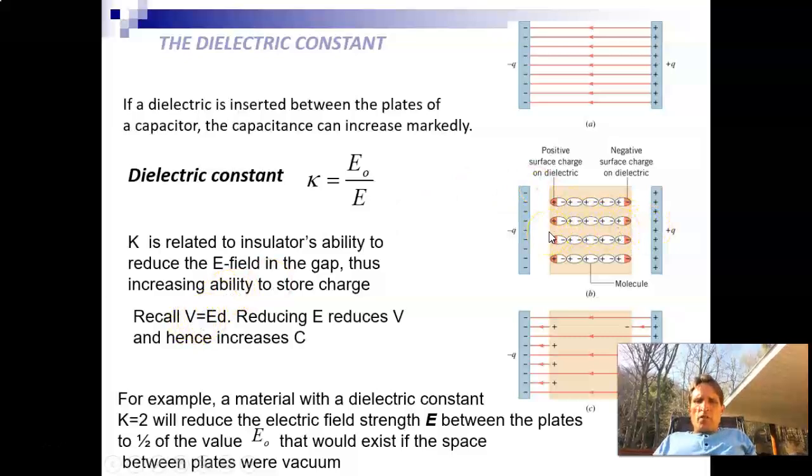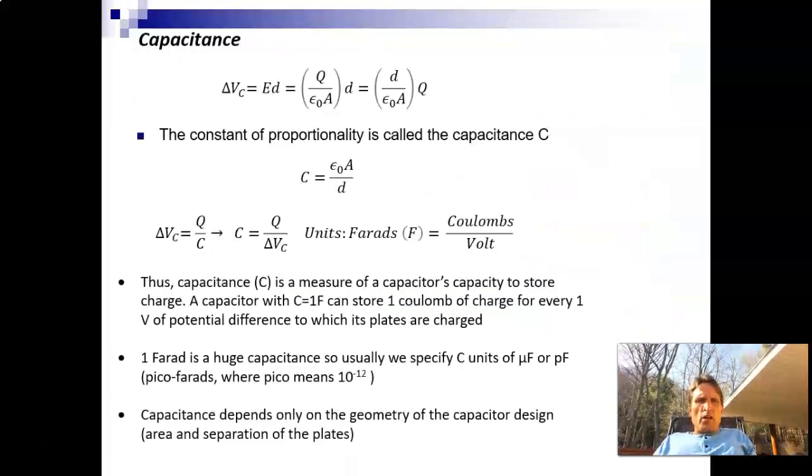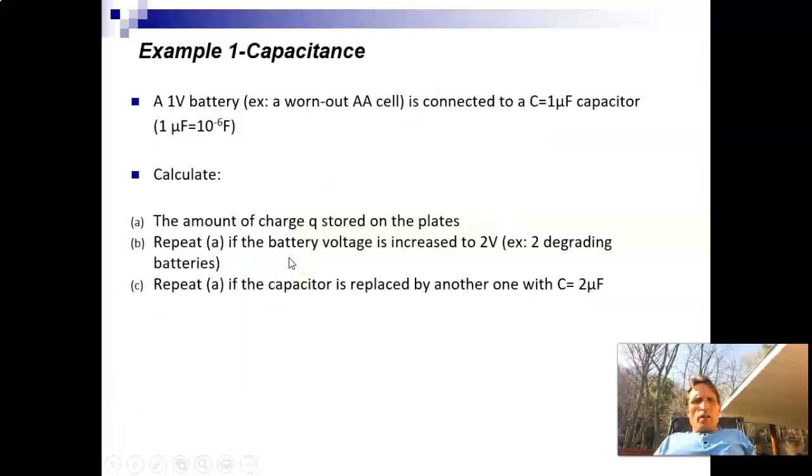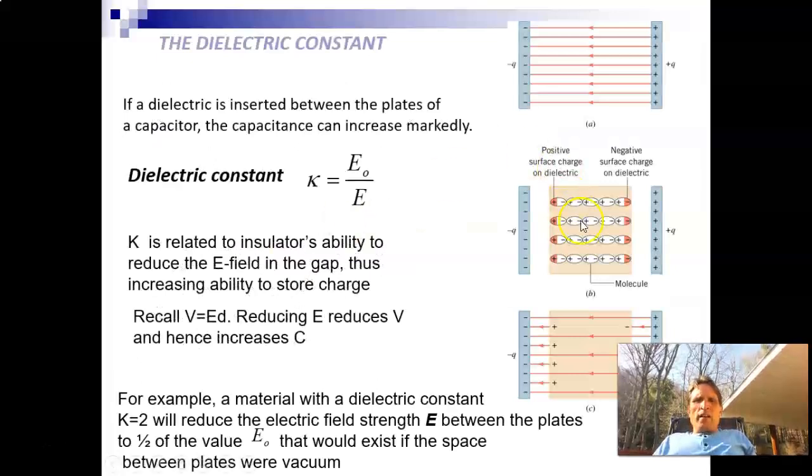If we reduce the potential difference, then if you recall, capacitance is charge per volt of potential difference, and for the same amount of charge, we will reduce the voltage, and that increases the capacitance. So by sticking this insulating material between the plates, we're able to store a lot more charge. Per volt, we're able to store a lot more charge and a lot more energy.